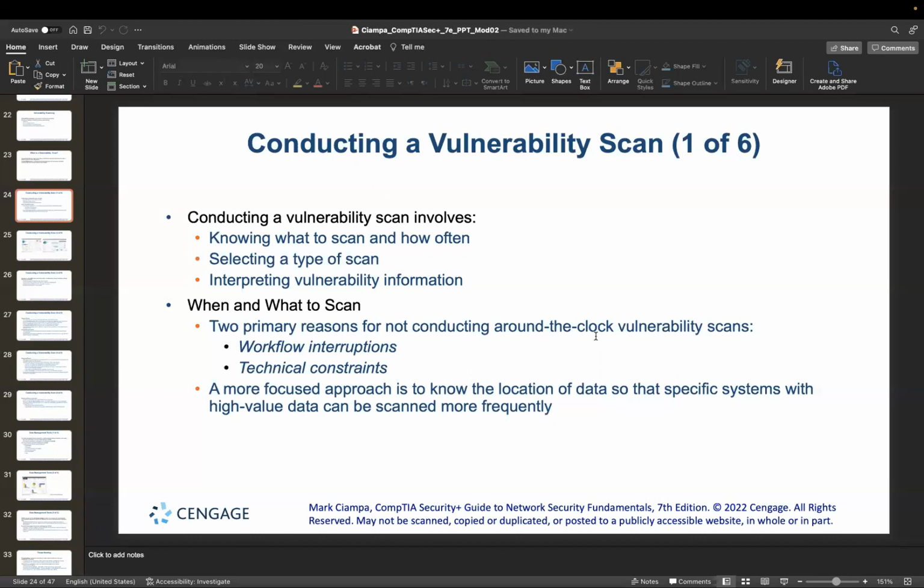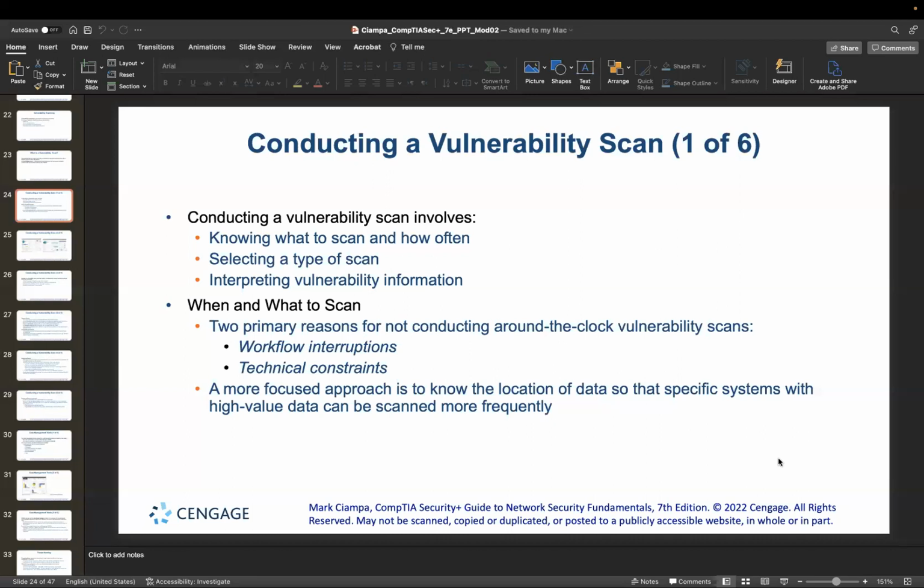So someone with the knowledge, or a system with a nice threat repository, is needed in order to interpret the vulnerabilities. So for when and what, usually there are two primary reasons for not conducting around-the-clock vulnerability scans. Those interrupt the workflows because you're reading information, you're pinging every port, every IP address. And then the technical constraints. You may not have enough technical resources to conduct this around the clock.